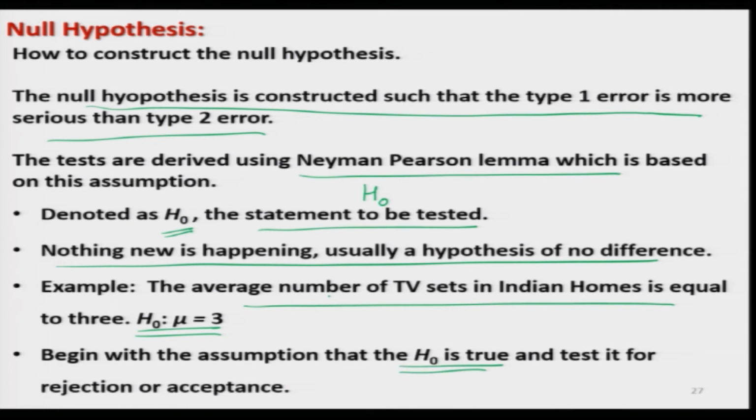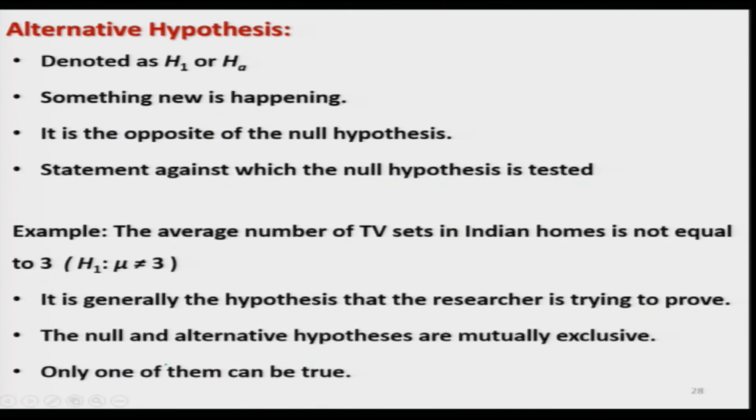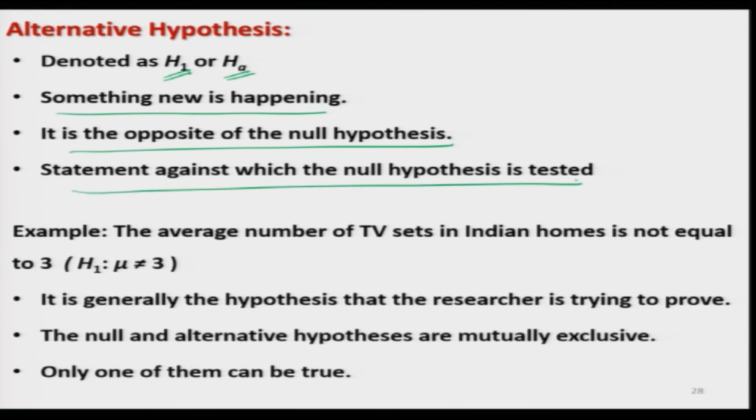That means the average number of TV sets in Indian homes is equal to 3, and then we try to test the statement on the basis of the decision rule, and we want to know whether this H naught is rejected or accepted, right. Similarly, the alternative hypothesis is indicated by H1, 1 in the subscript, or HA. In some books you will find this notation also, A means alternative. This is a hypothesis about something new happening, and it is just opposite to the null hypothesis, right. And this is a statement against which the null hypothesis is tested.